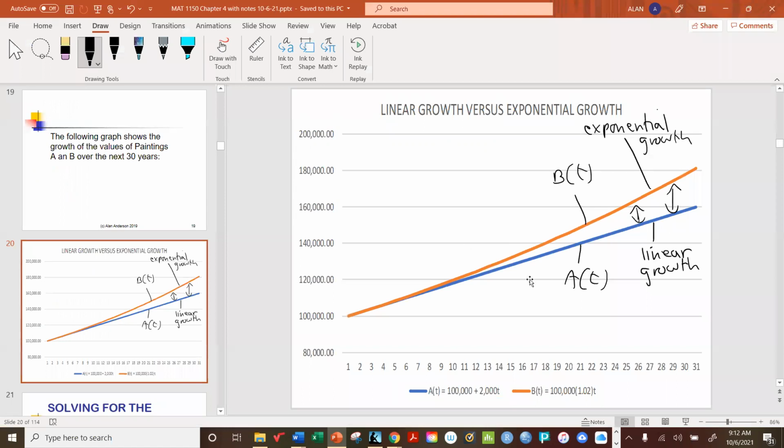So anyway, you can see the linear growth is pretty steady, but the exponential growth is growing at an increasing rate. In other words, the rate of growth is itself increasing. And so as time elapses, the spread between the two curves will continue to widen. And so the exponentially growing painting eventually will be worth quite a bit more than the linearly growing painting.